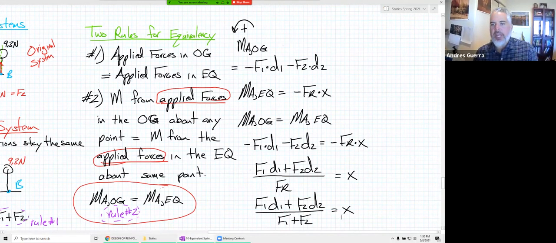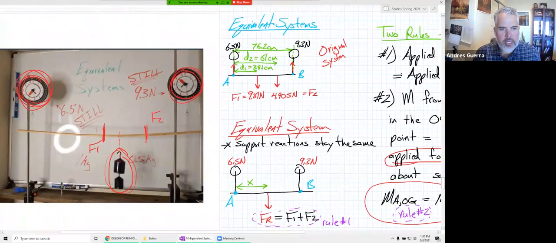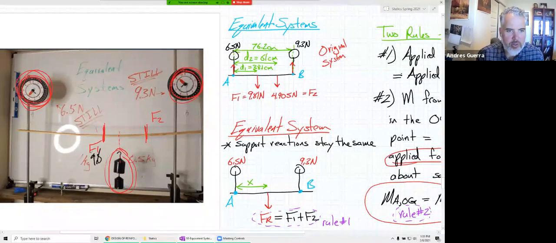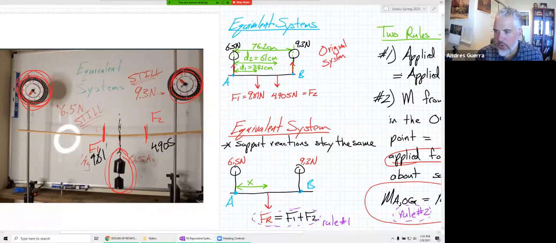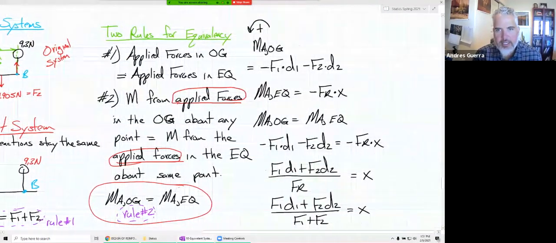This is a special kind of average, right? If we think back at these pictures here, isn't this a special kind of average? If this was 9.8 newtons right here and I had 4.905 newtons, don't we have to find a kind of balance point between those two forces? And what kind of average is that? It's a special kind of average. Does anybody recognize that?